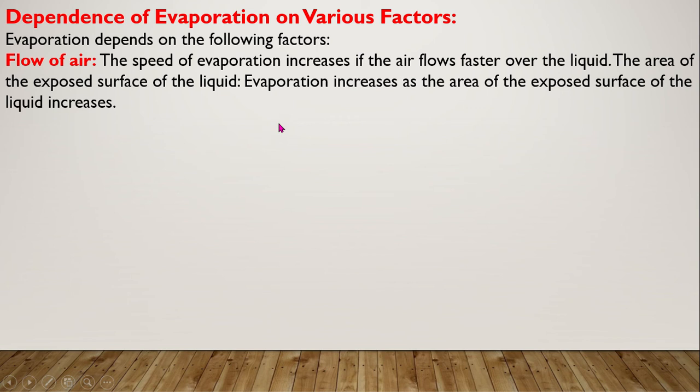Suppose you take some water in a bowl and some water in a bottle. In which case will the evaporation be more, while the exposed surface will be more? Obviously in case of a bowl of water. So in case of a bowl of water, we are seeing the exposed surface is larger, that's why evaporation will be more rapid.